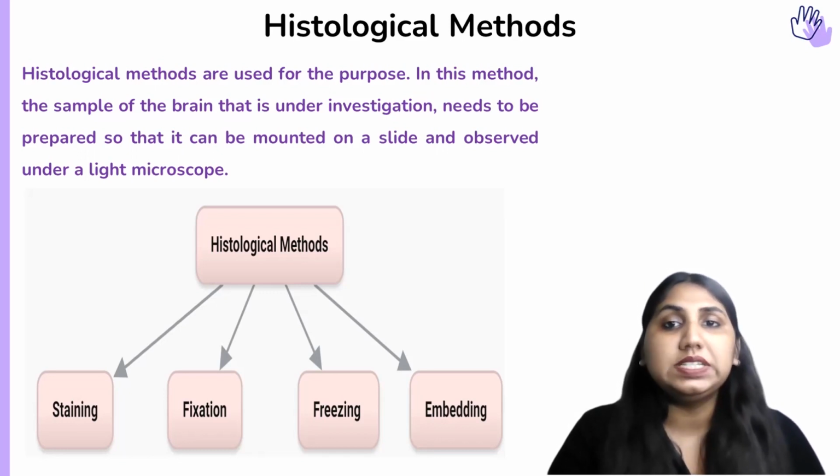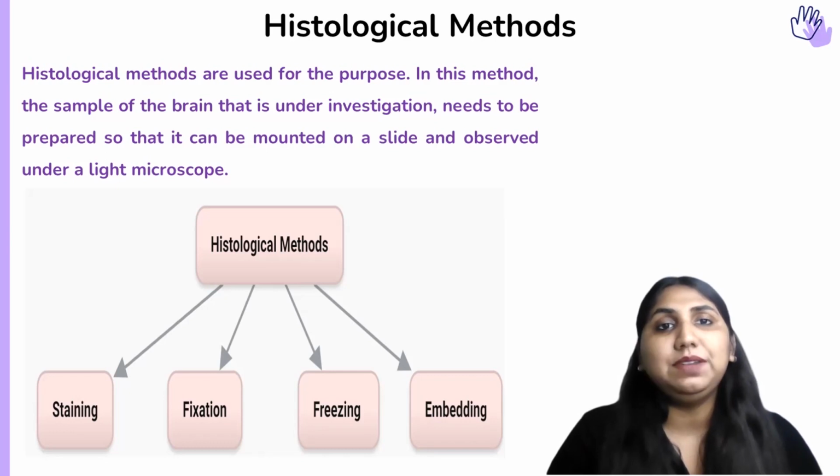But when you want to study very small details of a tissue, or when you want to carry out a microscopic investigation, histological methods are the ones which are used. So whenever you have to do a microscopic investigation in the field of biopsychology, you opt for histological methods. Now, what happens in histological methods is that a sample of the brain is under investigation, and hence it is prepared so it can be mounted on a slide and observed under a light microscope.